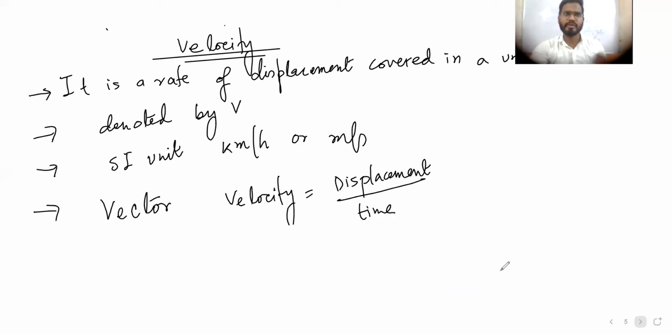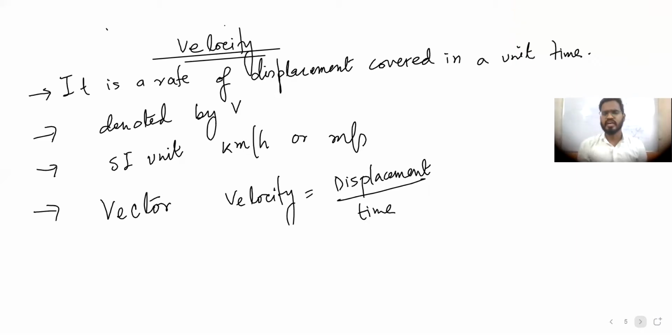So speed is measured by a speedometer. Now velocity. Velocity is the rate of displacement covered in unit time, denoted again by V. The SI unit is the same, kilometer per hour, but it is a vector quantity, because displacement is a vector quantity. Velocity will change when the displacement changes and when the speed changes.